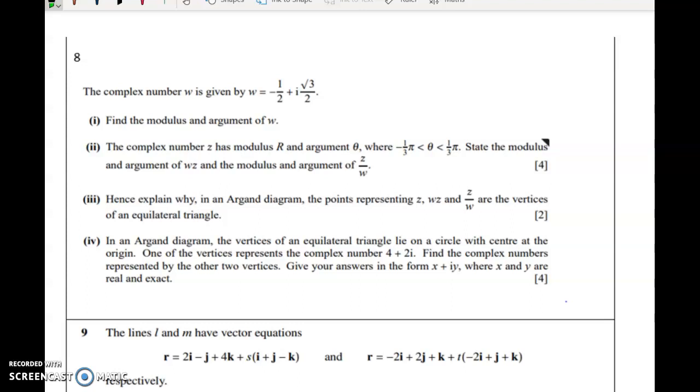This video is going to go through the complex numbers and vectors questions from the school exam. So the complex numbers one had 4 parts to it, and they all led right through to part 4. We're given this complex number w, which is -1/2 plus i times √3 on 2. And straight away you should want to draw that into a diagram. Okay, and we're going to have to find the modulus and argument of that number.